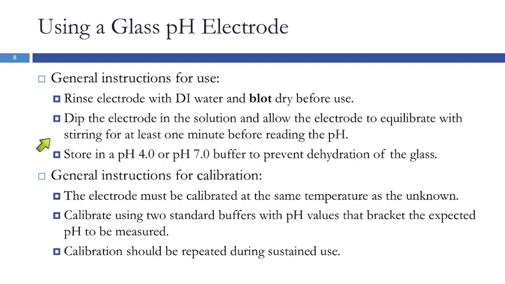You need to allow the electrode to equilibrate, and ideally you should have stirring to make sure that everything's going to equilibrate. It'll probably take 30 seconds to a minute. You can be watching the pH on the meter. You may see some fluctuations. You need to wait until that settles down. When you're finished, you would rinse it again, pat it dry, and then store it in a buffer. Usually they're stored either in a pH 4 or a pH 7 buffer to prevent dehydration of the glass.